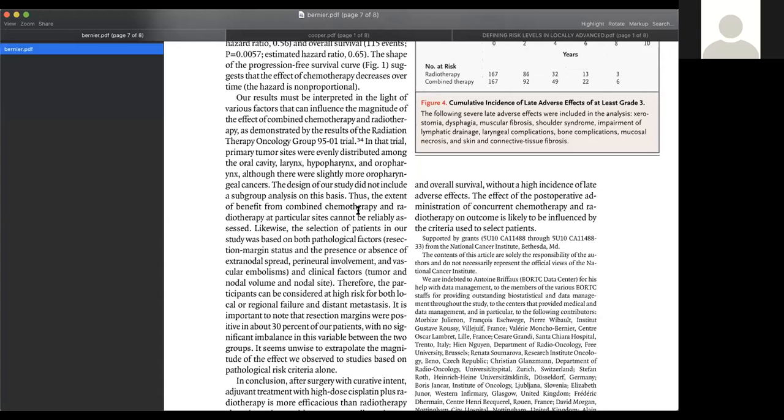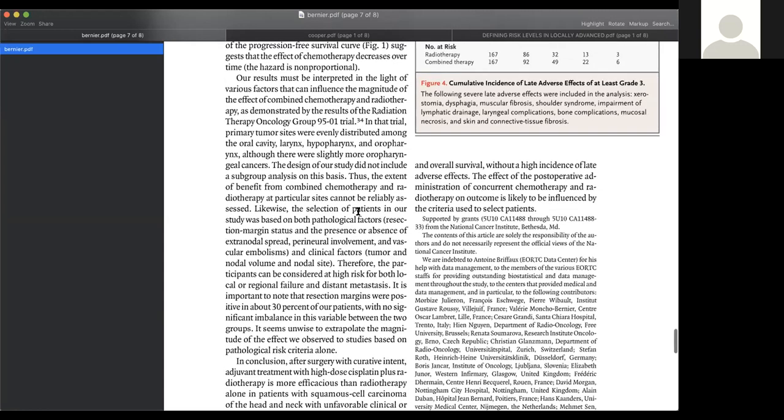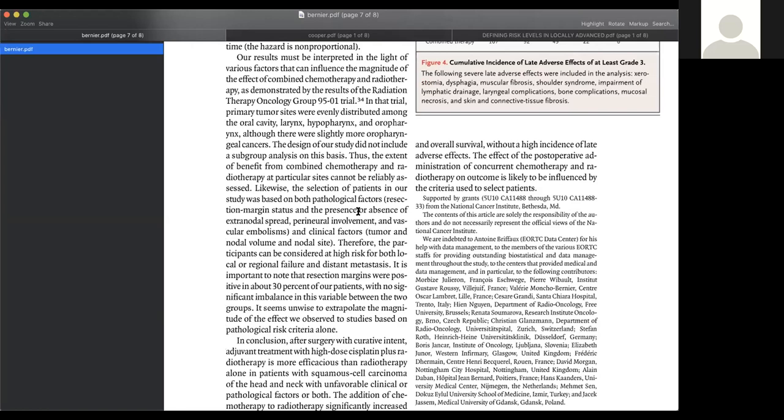So they are trying to mention that their selection of adverse pathological features might not be the general assumption of what adverse pathology needs to be, and hence you have to do more studies into identifying which pathological feature benefits most by adding chemotherapy. And their conclusion was, if you do surgery with curative intent, giving adjuvant high dose cisplatin and radiotherapy is beneficial in advanced squamous cell carcinoma.